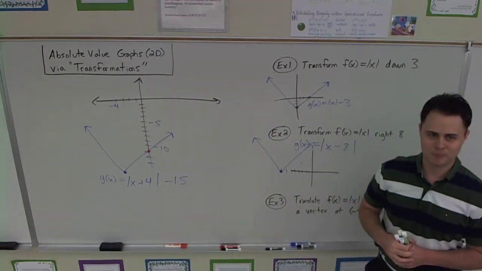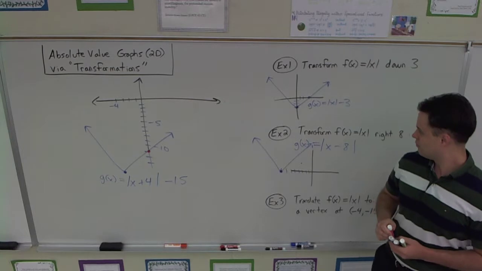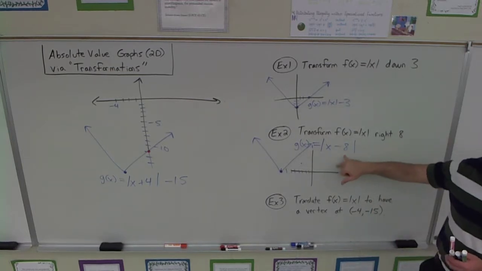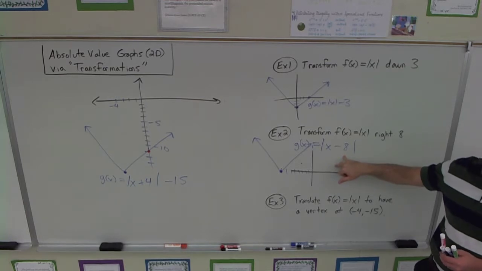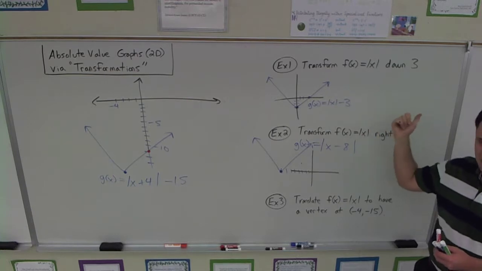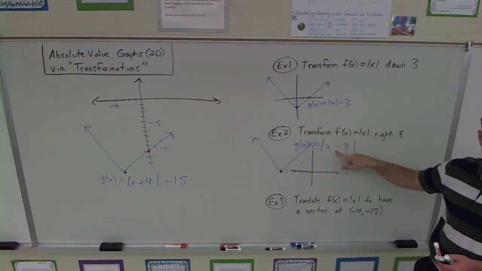Yeah, Fiona. And right was horizontal, so it's inside. I would think you should expect 8 to be plus, right? Isn't right 8 plus 8? So that's opposite. Good question.